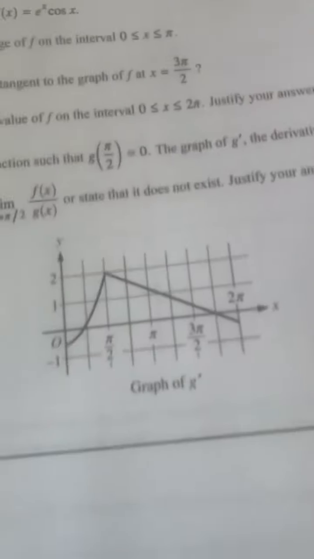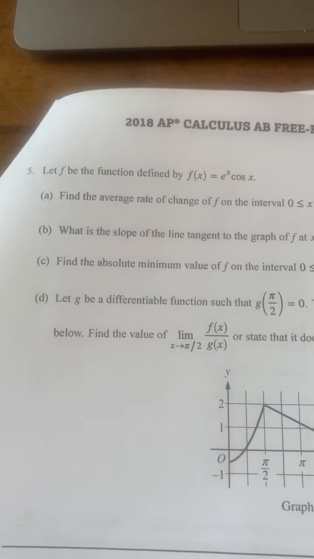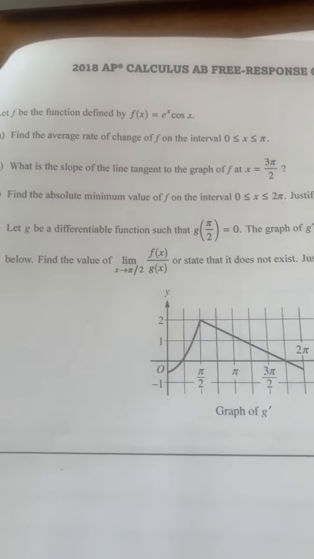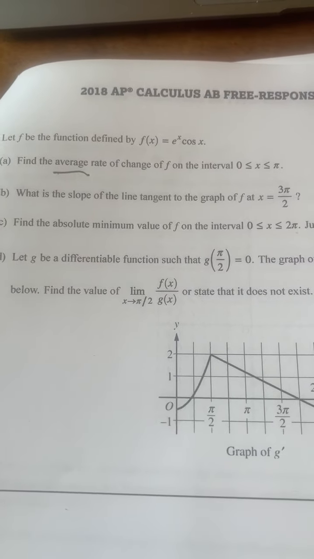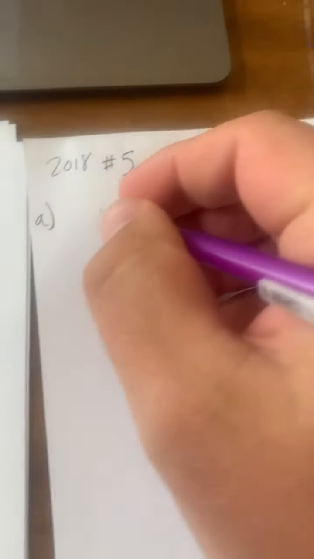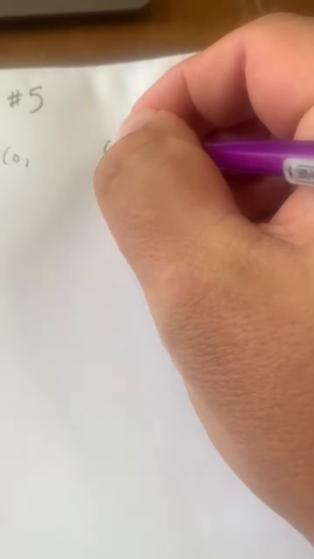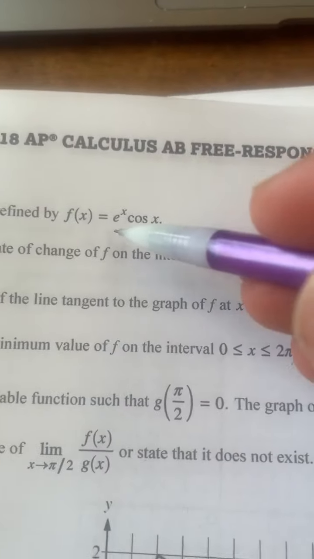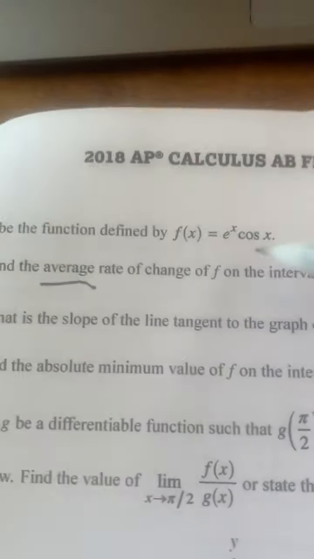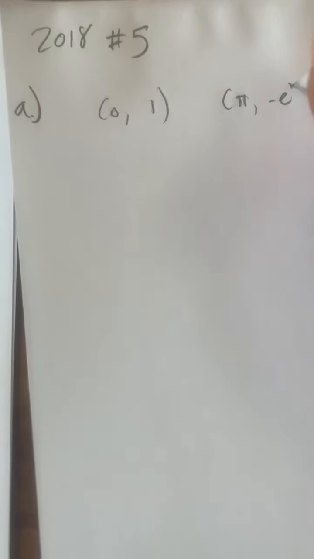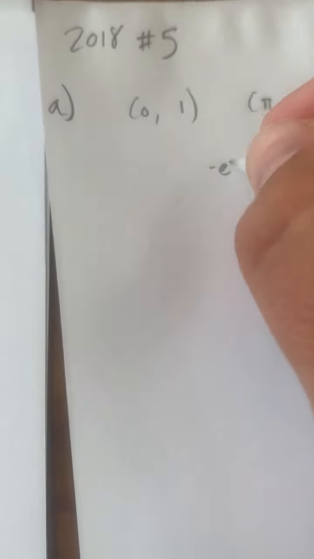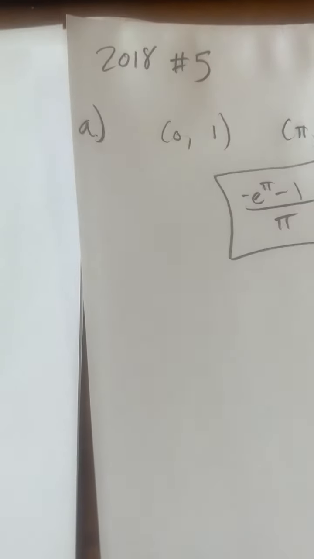All right, so it says let f be the function defined by this, then it says find the average rate of change. So again, that word average is always either average slope or average value. This is average slope. So if I'm going to find average slope, I need the point at 0 and the point at pi. If I plug a 0 into here, e to the 0 is 1, cosine of 0 is 1, so I'll get 1. If I plug a pi in, we get e to the pi times negative 1, so negative e to the pi. So I'll get negative e to the pi minus 1 over pi, and that's the average slope.